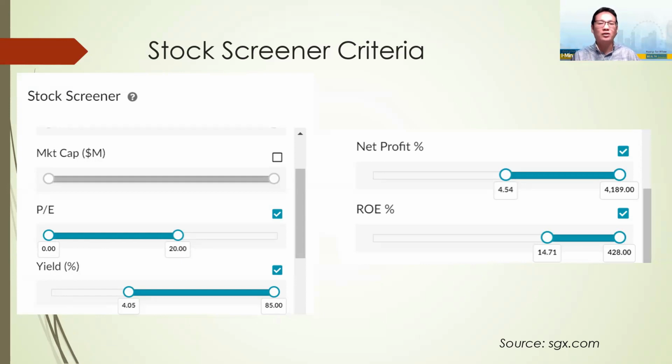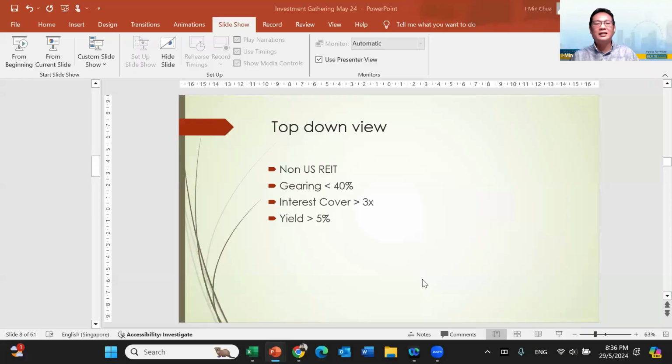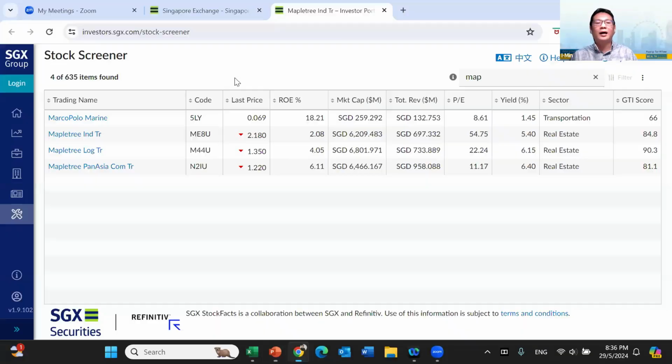Not that Singapore stocks don't give you capital gain, but US stocks are better able to give you better capital gain. So for me to buy SG stocks, the motivation is that they give dividends. That's why I have a dividend yield criterion of more than 4%. Net profit margin more than 5%, quite standard. ROE more than 15%.